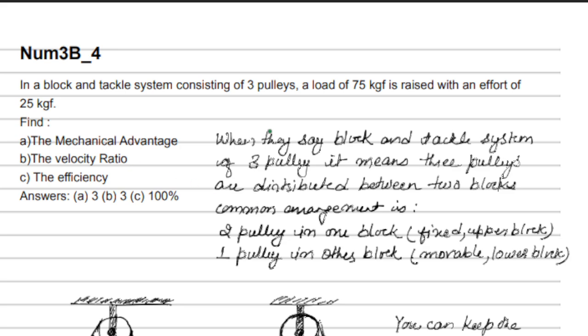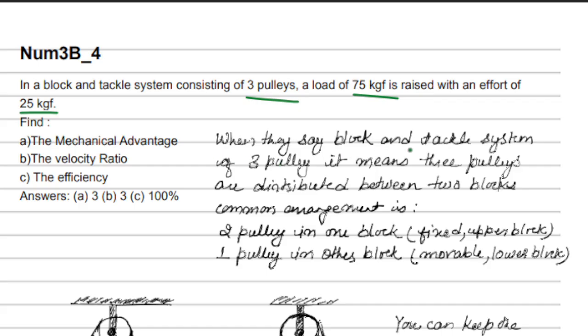In a block and tackle system consisting of 3 pulleys, a load of 75 kgf is raised with an effort of 25 kgf. We need to find the mechanical advantage, the velocity ratio, and the efficiency. Let's go one by one.